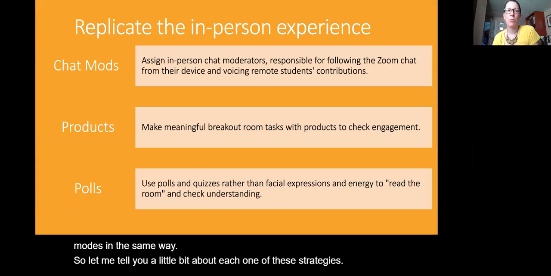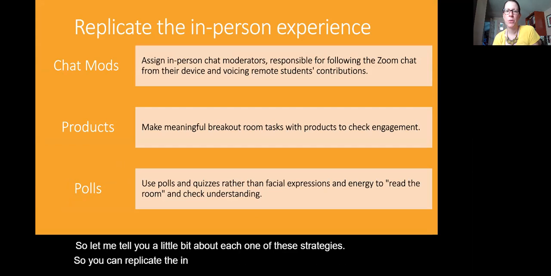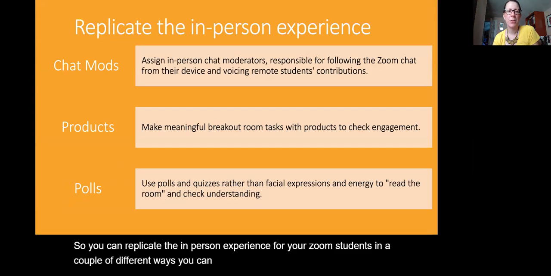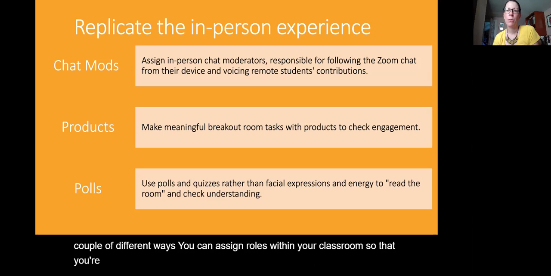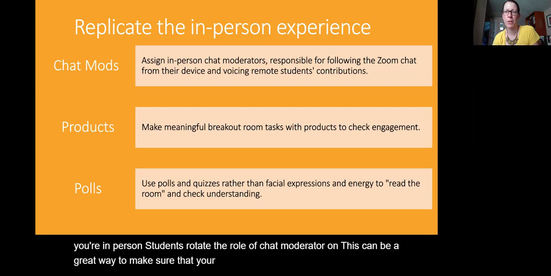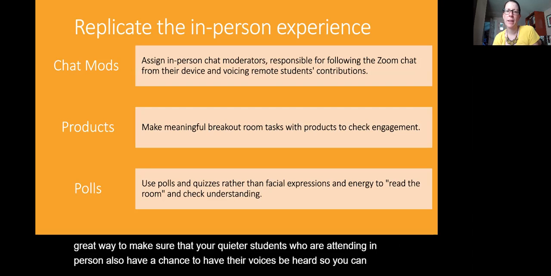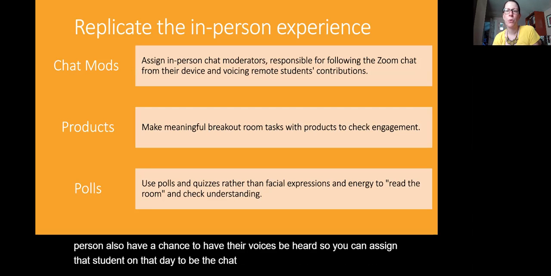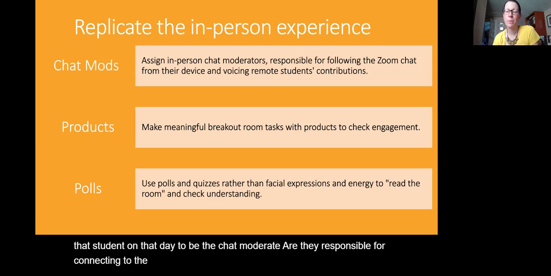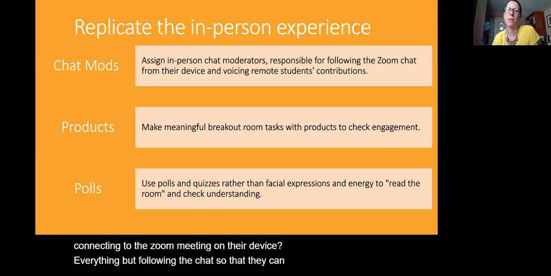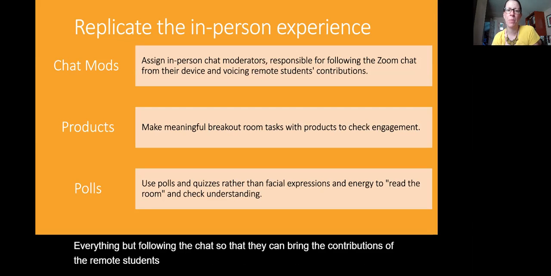So you can replicate the in-person experience for your Zoom students in a couple of different ways. You can assign roles within your classroom so that your in-person students rotate the role of chat moderator. This can be a great way to make sure that your quieter students who are attending in person also have a chance to have their voices be heard. So you can assign that student on that day to be the chat moderator. They're responsible for connecting to the Zoom meeting on their device, muting everything, but following the chat so that they can bring the contributions of the remote students into the in-person classroom.